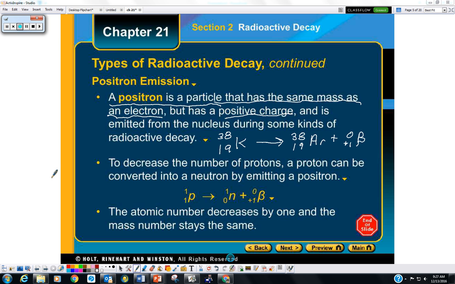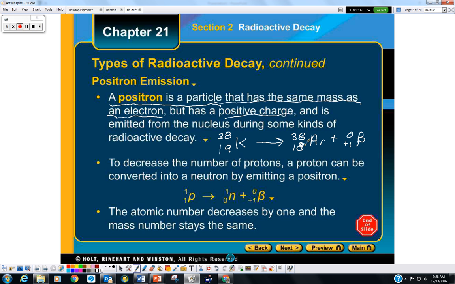So if you look at my example, we have potassium 38 that is going through positron emission. What I really want you to notice is how it differs from a beta emission. In beta emission, the masses stayed the same, but the argon is not 19. What did I write wrong? That was my fault. That should be an 18.